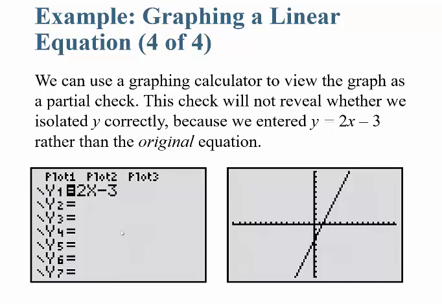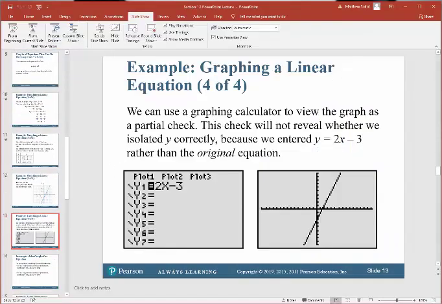All right, I want to show you how to use your graphing calculator to do this. We can use a graphing calculator to view the graph as a partial check. It'll never look as good as doing it by hand like we just did. This check will not reveal whether we isolated y correctly, so just be careful of that, because we're just entering y is equal to 2x minus 3 rather than the original equation. So your check only works if you correctly simplify the equation. All right, so let me show you how to do that.